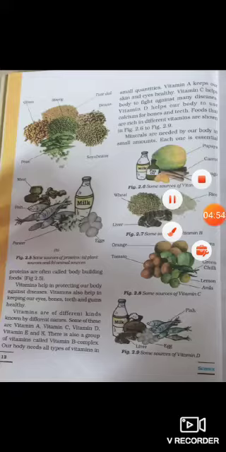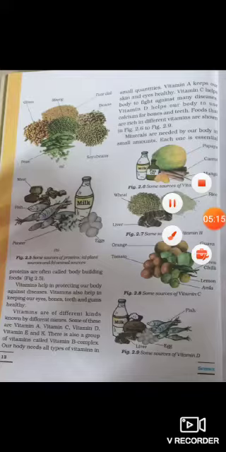Now students, vitamins are needed in a small quantity. They help us protect from diseases, and help us to keep our eyes, bones, teeth, and gums healthy. There are two main types of vitamins: water soluble vitamins such as vitamin B and vitamin C, and fat soluble vitamins such as vitamin A, D, E, and K. Now we will study about some of the important vitamins, their functions and sources.